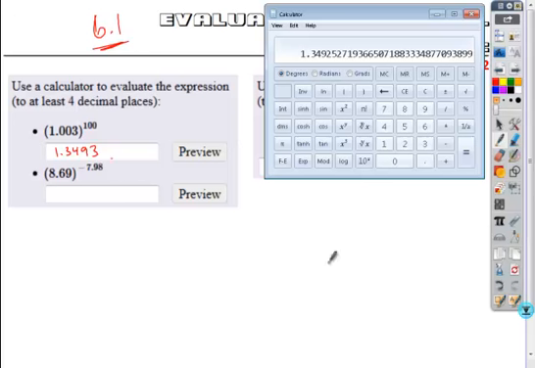Now, in this particular case, if you're being asked to round to at least 4 decimal places, let's say you come up with a problem like this, 8.69 to the power of, in this case, 7.98. And then the change of sign key right here, you'd enter it after you type in the whole thing. Most calculators will be like that. The TI-89, you can type it in before. But notice that this has the letter e, this e to the minus 8.